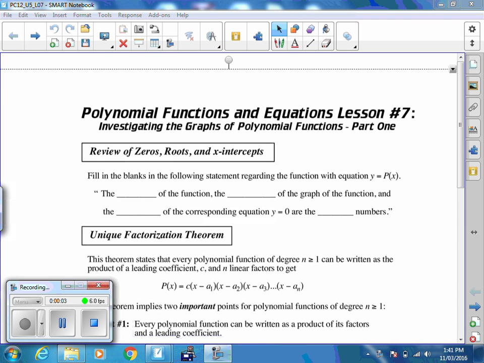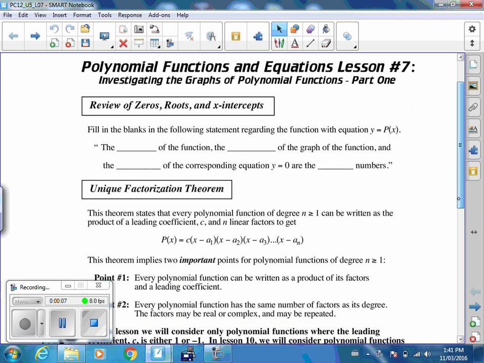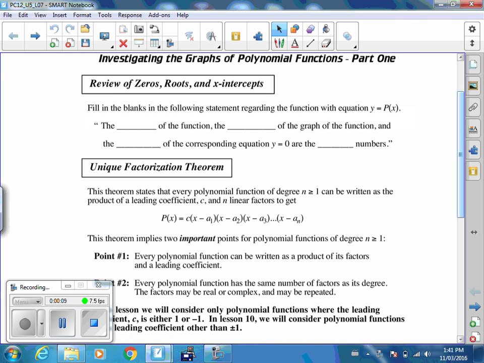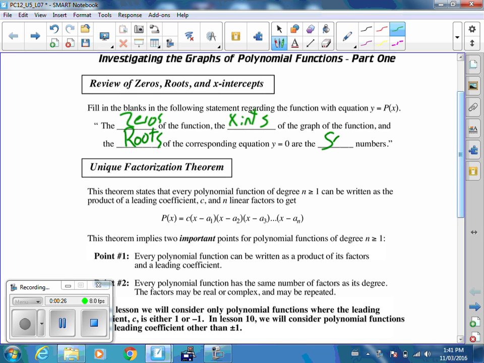All right, so this is lesson 7, investigating the graphs, part 1. So this is again a review. We've already written this down a couple times, but let's see here. Zeros of the function, x-intercepts of the graph, and roots of the equation are all the same numbers.